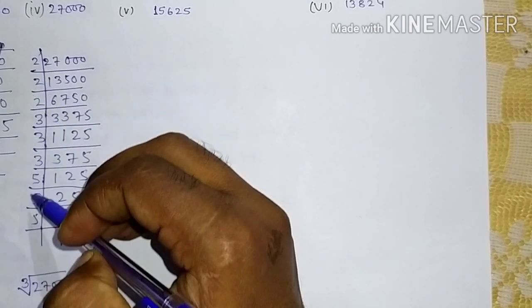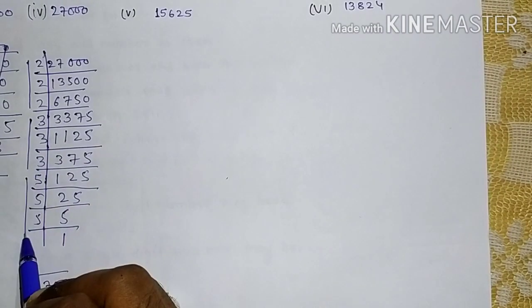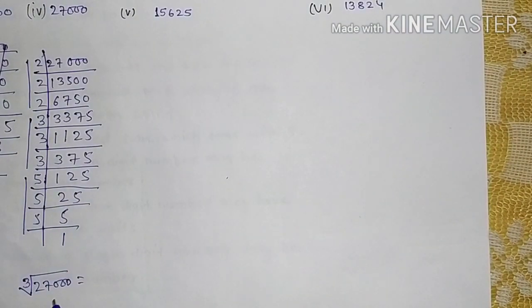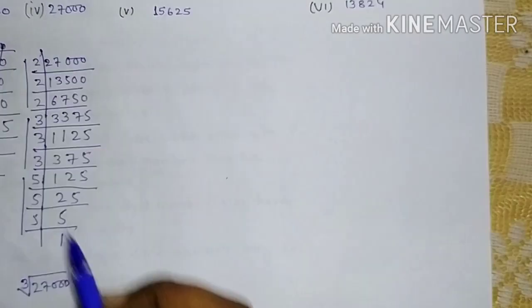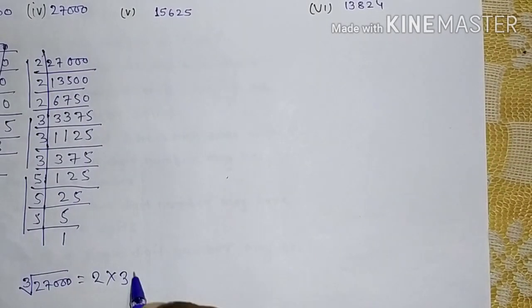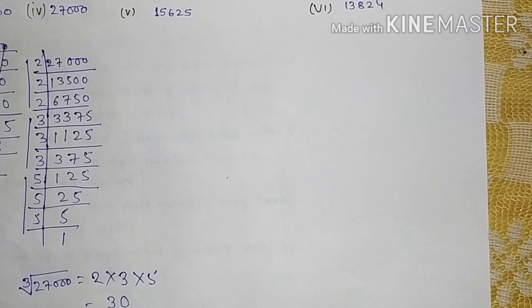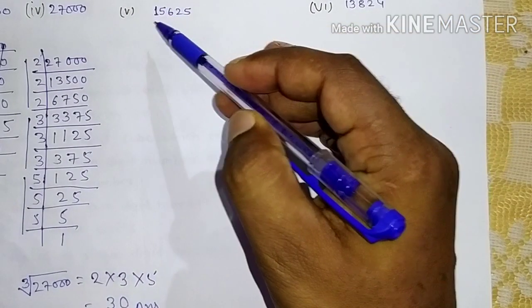So here we can make triplets. This is the first triplet, this is the second triplet, and this is the third triplet. Now for finding the cube root of this number, take one number from each triplet. In the first triplet we can take 2, in the second triplet we can take 3, and in the third triplet we can take 5. 2 3 ja 6, 6 5 ja 30. So 30 is the cube root of 27,000. This is the answer, and it's very simple. Now the next question, that is question number 5.